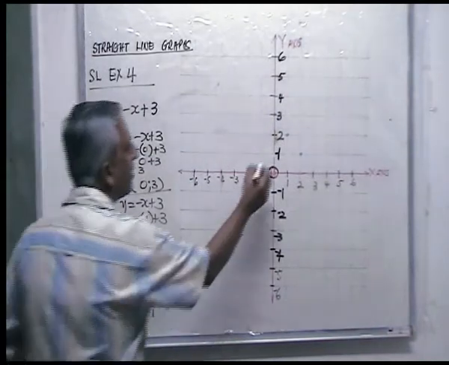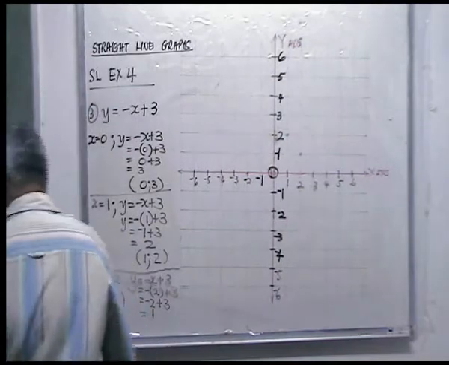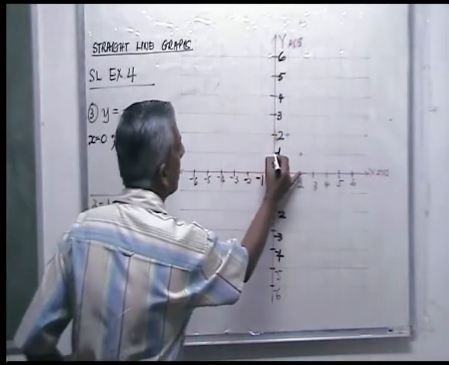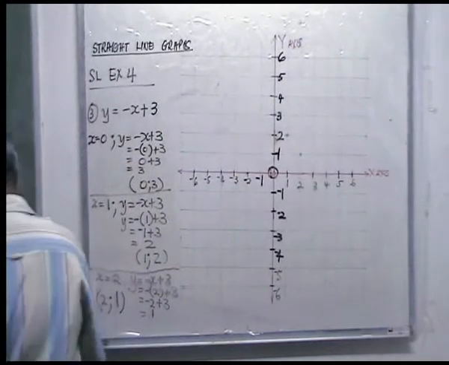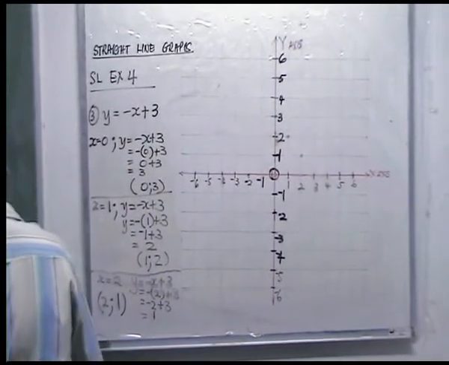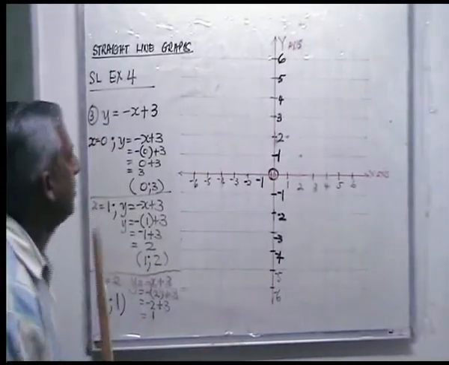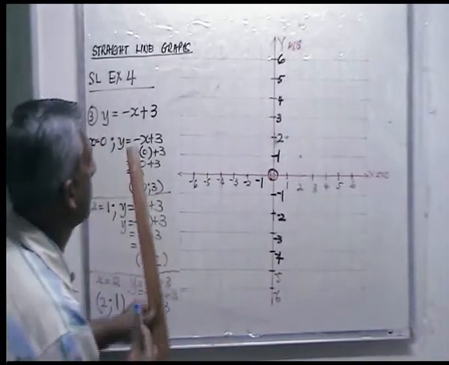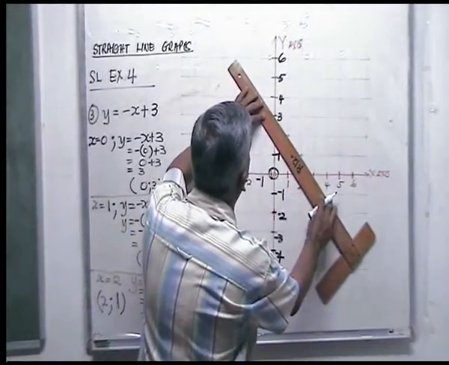Now, like I told you before, be careful. This graph's going down, right? And this is a little mark showing 1. Okay. So there's your 3 dots there, or 3 points. Join them, and you get your line. So y is equal to minus x plus 3, there you are.